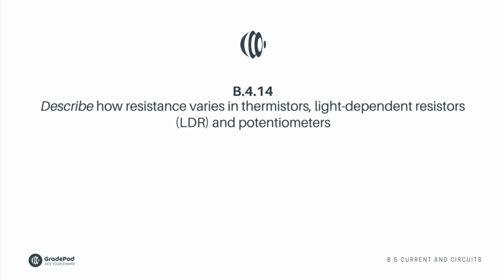We've just talked about how current and voltage vary with 3 components. We've got our metal wire at a constant temperature, our filament bulb, and an LED, which is a light emitting diode. We also looked at the concept of resistance and how resistance is defined as voltage divided by current. I'd like to look at 2 further components here. I'd like to look at thermistors and light-dependent resistors.